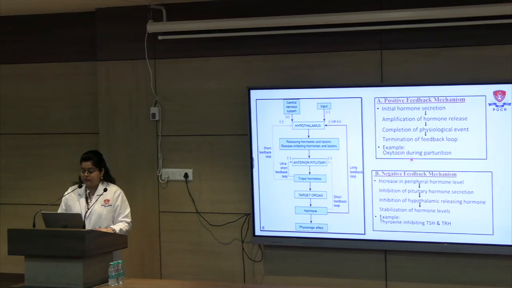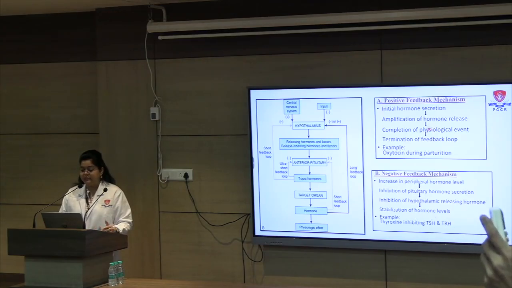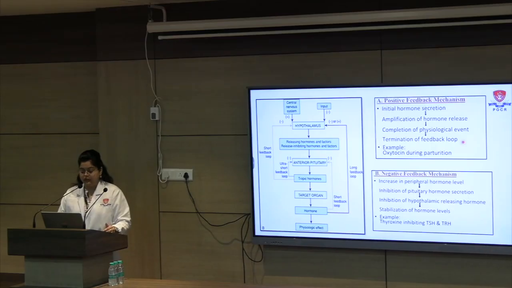Positive feedback mechanism. Here, in the positive feedback mechanism, the initial response secretion is done by the amplification of hormone release, and it ceases when there is completion of the physiological event. Example is oxytocin release during parturition.